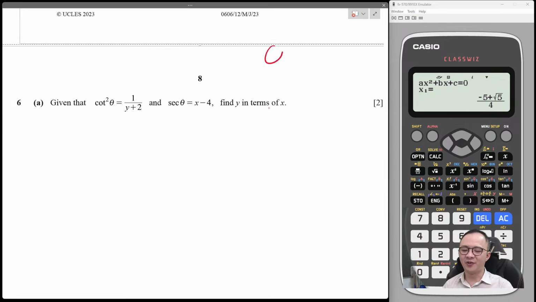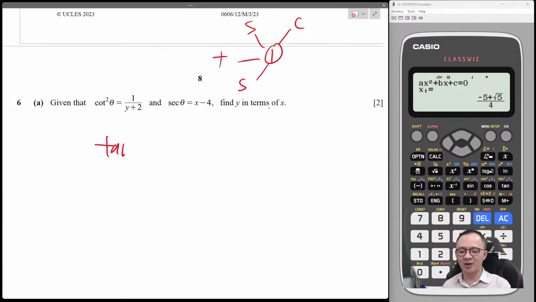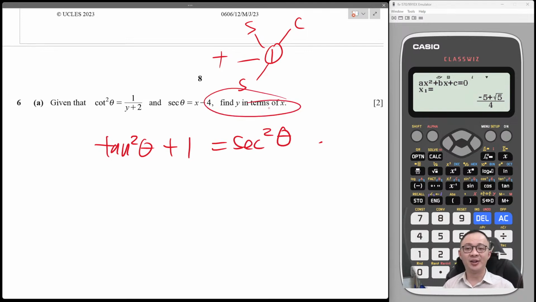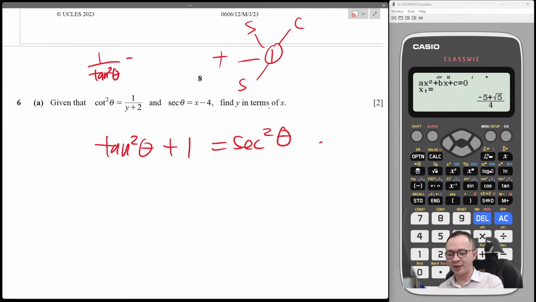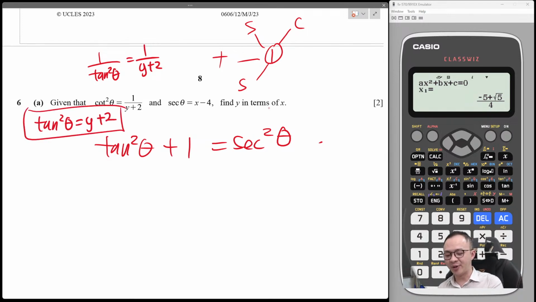Yeah, we need to take one of the formula, right? What is that? Sine, cos, tangent, secant. Okay, we have a formula called tangent square theta plus 1 equals to secant square theta. Alright, I'm going to use this formula to insert all the information I have and make the y in terms of x here. So, for this one, cotangent is 1 over tangent, right? All of you know, right? 1 over tangent square is 1 over y plus 2. So I can easily know my tangent square theta is y plus 2, isn't it? Okay, so I will use this information.